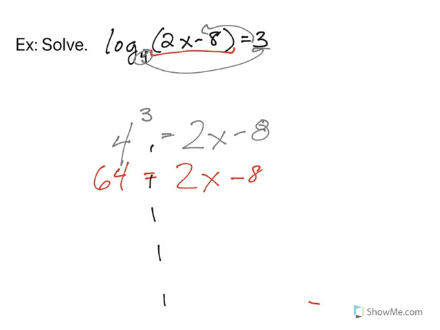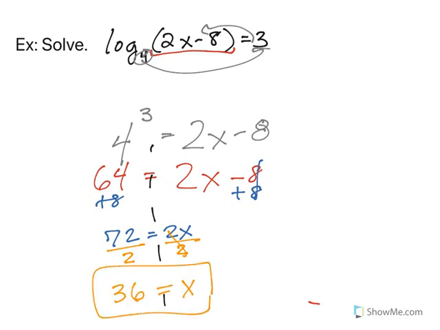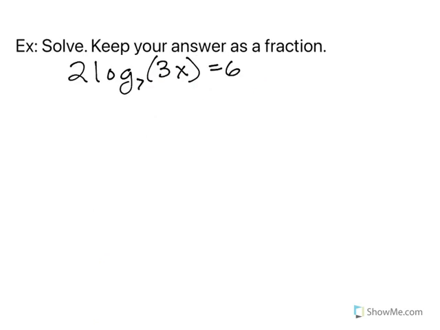Well, let's solve it. So we want to get x by itself, so our first step is to add 8 to both sides. So I have 72 equals 2x. Last step, divide both sides by 2, and x equals 36. Now we know that our argument must be positive, so plug this back in to check. So if I plug in 2 times 36 minus 8, 2 times 36 is 72, 72 minus 8 is 64, that's positive. Yep, this works. My answer is 36.